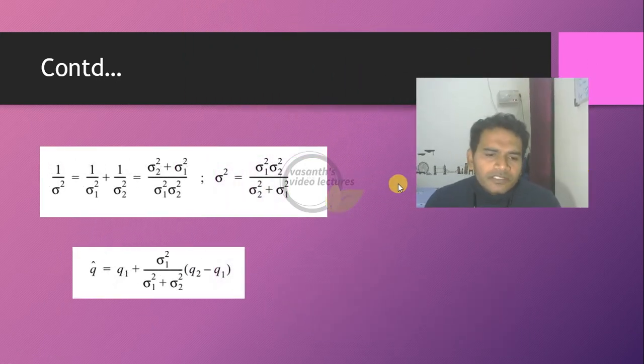So upon further solving, we'll get sigma square, which is equal to sigma 1 square into sigma 2 square divided by sigma 1 square plus sigma 2 square. So ultimately the q cap is a function of q1 plus sigma 1 square divided by sigma 1 square plus sigma 2 square into q2 minus q1. That means whatever the fundamental readings we got, we have to sum it and then multiply and then add it to q1 itself. So that will ultimately yield a q cap.